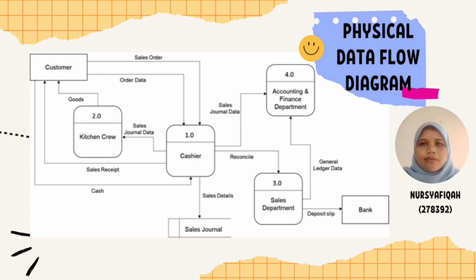The last entity involved is the accounting and finance department. This entity will get information about sales journal data from the cashier and general ledger data from the sales department.